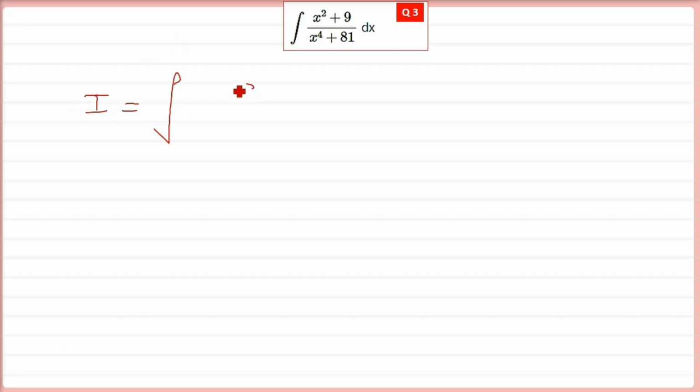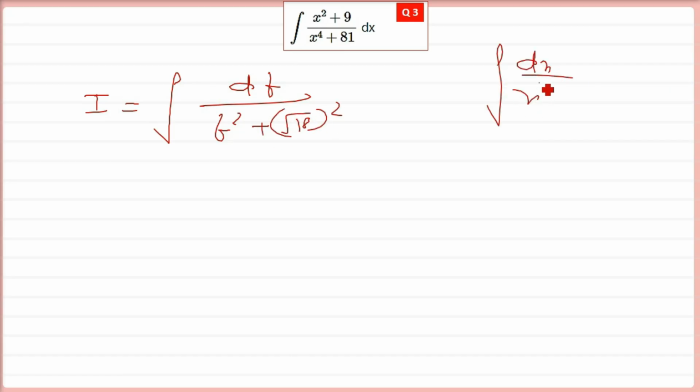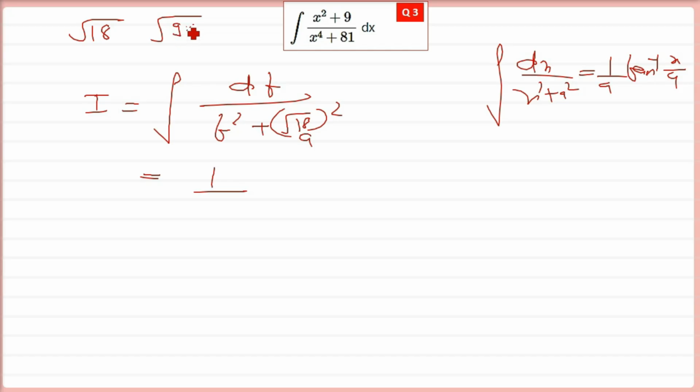So the integration has become like this, dt divided by t square plus under root 18 whole square, and this is the formula which we'll use: dx by x square plus a square is 1 by a tan inverse x by a. So this will be 1 by a, which is 1 by under root 18, a is root 18 only. Under root 18 is 9 into 2. And under root 9 into under root 2 you can write. Under root 9 is 3 only. So 3 root 2 will come. So it will be tan inverse t divided by 3 root 2.